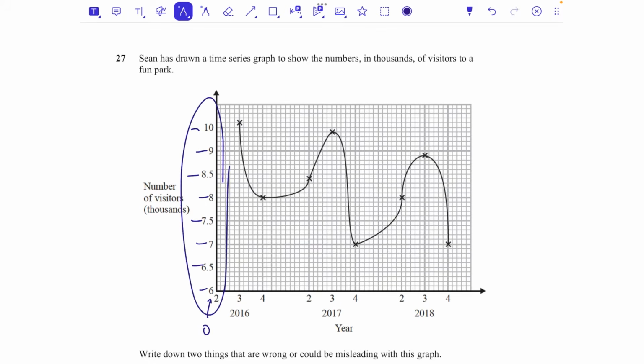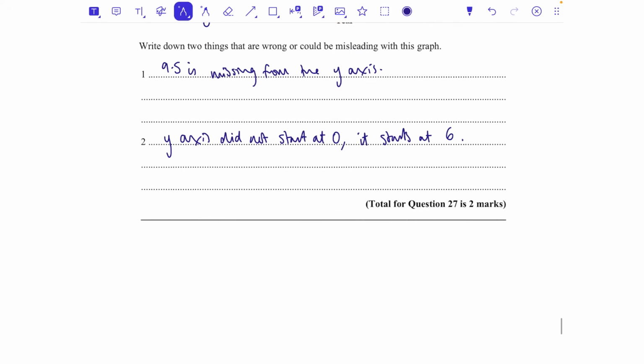But always check your axis, what it's going up in. This is your y-axis, this is your x-axis, and make reference to those when you're talking through your answer.